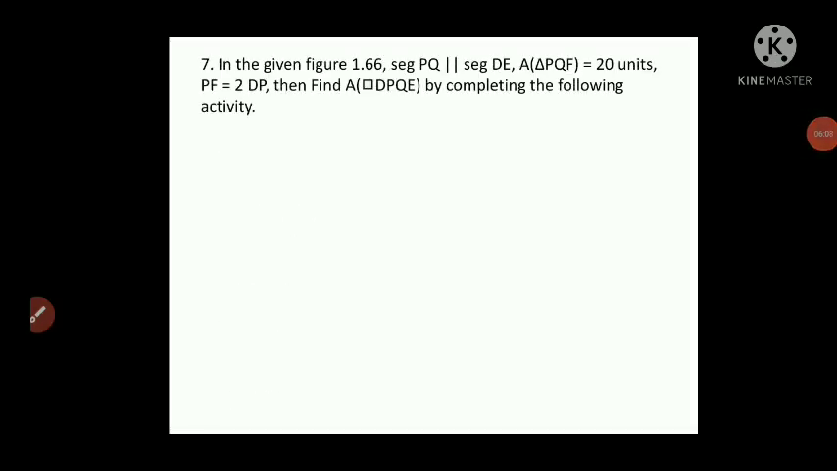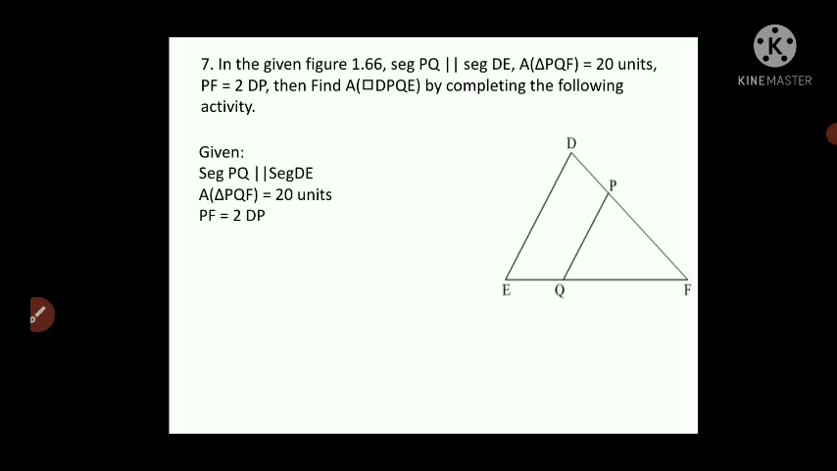Now we'll start with the last question, question number 7, which is an activity. The diagram is drawn, as given in figure 1.66. Segment PQ is parallel to segment DE. Both are parallel, and the area of triangle PQF is given as 20 units. The length of PF is equal to 2 times the length of DP. Then find the area of quadrilateral DPQE by completing the following activity.